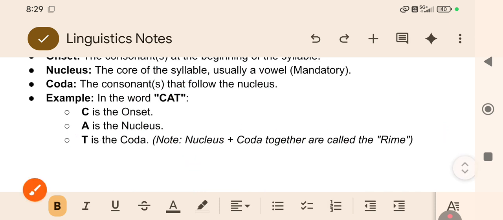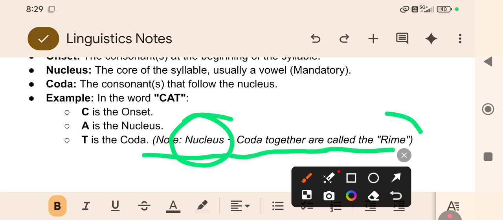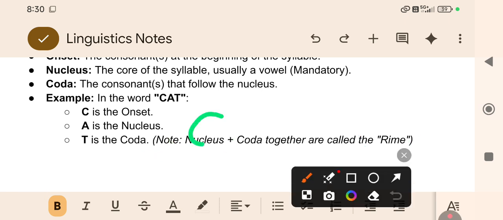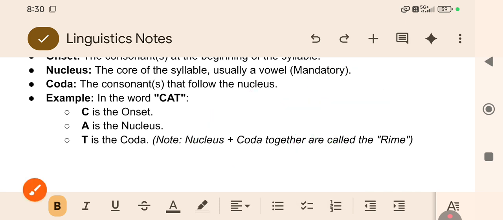So this is something we have discussed today, right? They have given a note: nucleus and coda together are called rhyme. That is also something we discussed in the class. Nucleus and coda, right? Let me give you an example, like go. Sorry, that is not an example, that is consonant and vowel. No, this is not an example.